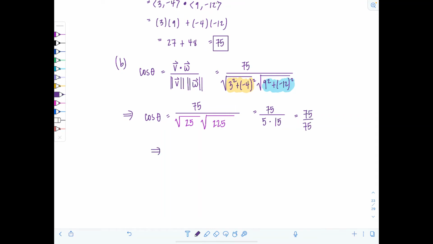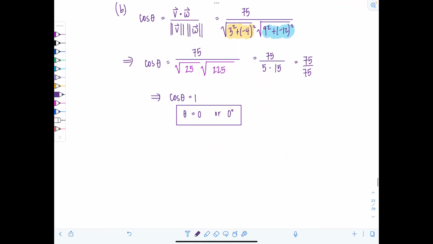So this means cosine of theta is equal to 1. When does cosine equal 1? When theta is equal to 0 radians or 0 degrees. Okay, same thing. So to answer the question for part C, are the vectors parallel, orthogonal, or neither? These two vectors are parallel.